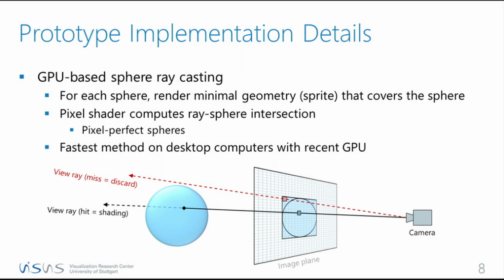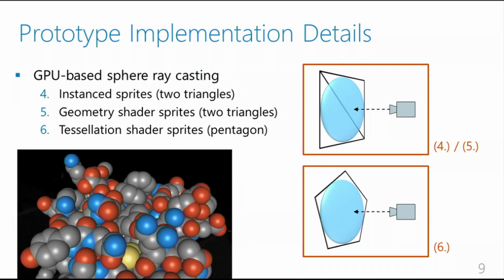Even though this is quite involved, because for each pixel you have to shoot a ray and compute the ray-sphere intersection, since you don't need to render all these triangles, it's a very good solution. For this, we also implemented 3 versions. The first one also uses instancing. Here we have 2 triangles that cover the sphere, and we instance them, so we render the same two triangles for all the spheres, and then we can do the ray casting in the pixel shader.